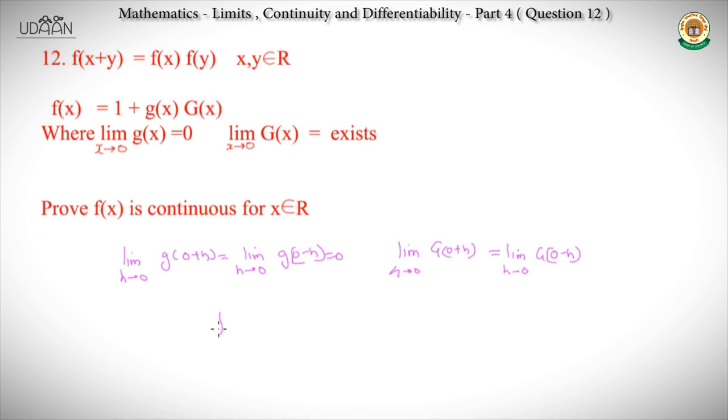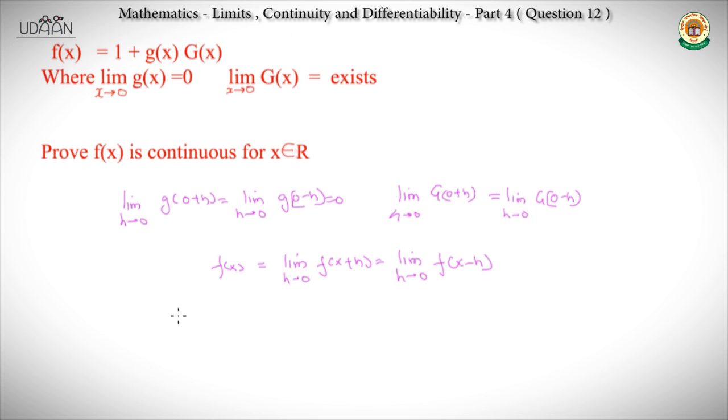So when will f of x be a continuous function? f of x will be continuous when f of x equals the limit h tends to 0 of f of x plus h equals the limit h tends to 0 of f of x minus h, as per the definition. So now first we'll check our right hand limit, which is the limit h tends to 0 of f of x plus h. But we know that the function rule given to us states that f of x plus h equals f of x into f of h. So now I am going to use this property in this limit.